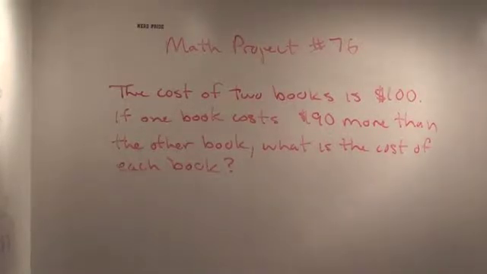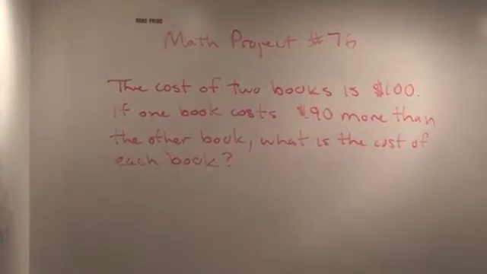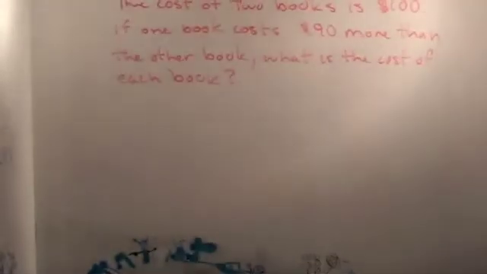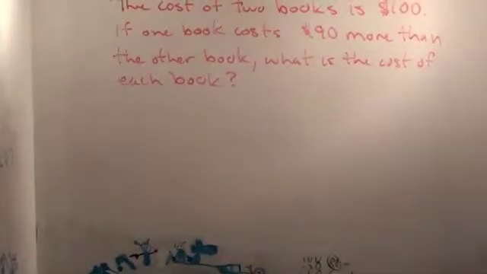Okay, do you understand the problem? Yeah. All right, tell me what it is. Well, we got 2 books, and altogether they're 100, but one book is 90 more than the other book. Okay, and what are we supposed to figure out? What is the cost of each book? Okay, wonderful. How do you want to attack this problem?